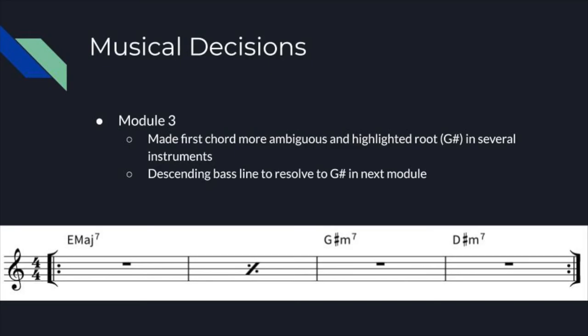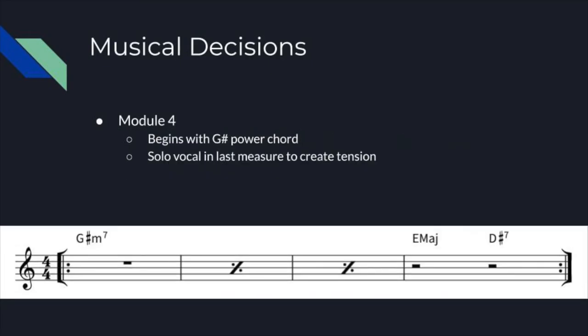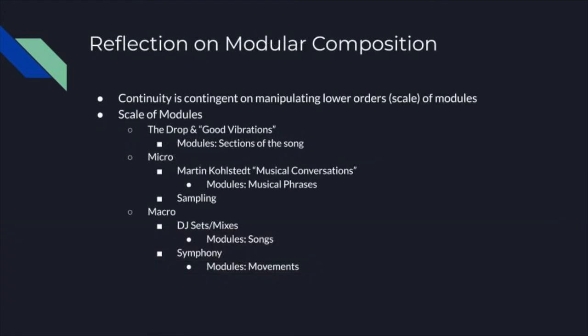musical phrase upon transition. I approached the beginning of Module 4 similar to Module 3 and had an electric piano play a G-sharp power chord to clearly establish the tonic. The module ends on a D-sharp 7 chord, which resolves to G-sharp minor. To amplify this tension, I soloed the vocal to create a vacuum of sound that draws the listener's anticipation and propels the song forward.